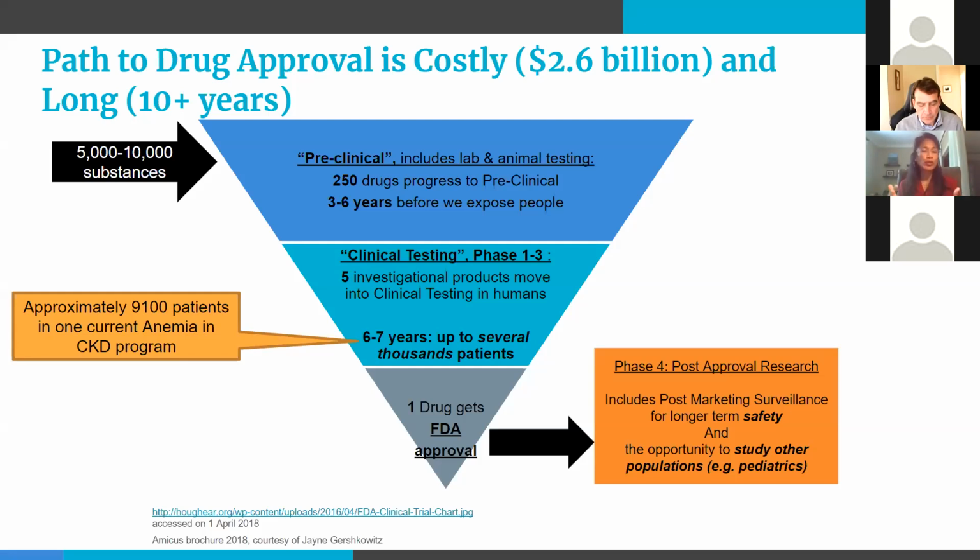And so now we've moved from clinical testing in phase one, two, and three, and of the five products, maybe only one will get full FDA approval. After it gets approved, we still want to consider looking at that drug to look at the safety over years. We don't just want to stop there. We want to make sure that continued use of that drug is still safe for patients. And so we've got post-approval research that happens too. Next slide, please.